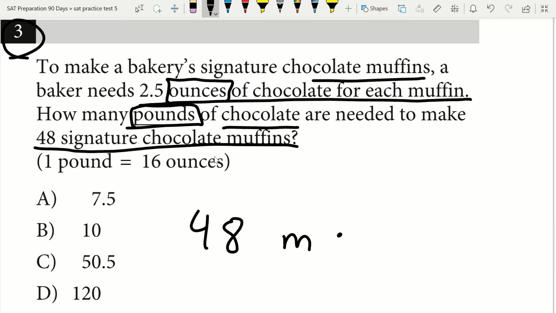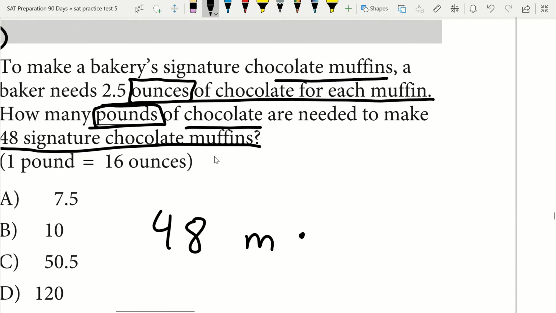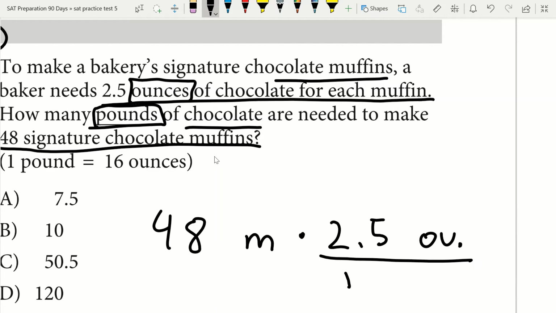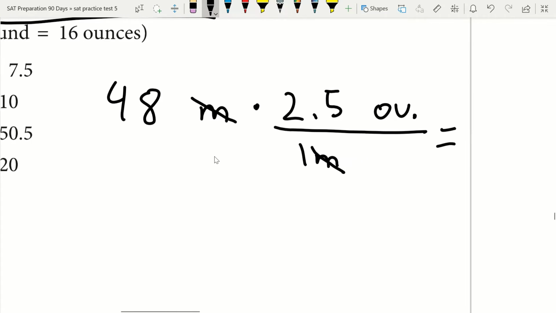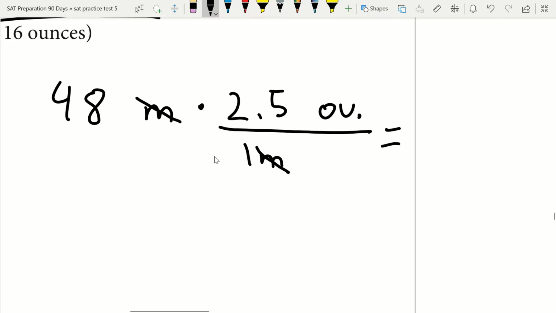Now, I need to get the number of ounces of chocolate in order to get the number of pounds of chocolate I need. So I'm going to multiply by the fact that I need 2.5 ounces per muffin. Okay, so I'll use OU to represent ounces, and that's per one muffin. So that's going to give me my number of ounces of chocolate that I'm going to need. So as we can see, we're going to have to cancel our units of muffins to end with our units in ounces. So that's how we're using canceling units to make sure we're doing this problem correctly.